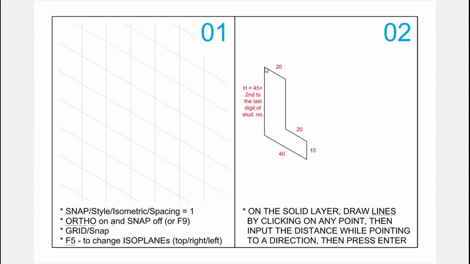So in my case, it would be 46, 61, 51. Then point the mouse this direction and type in 20. Press enter. Point this direction. The distance, enter. Point this direction, distance, enter, and so on until you can finish this. Okay? Now, what's next?